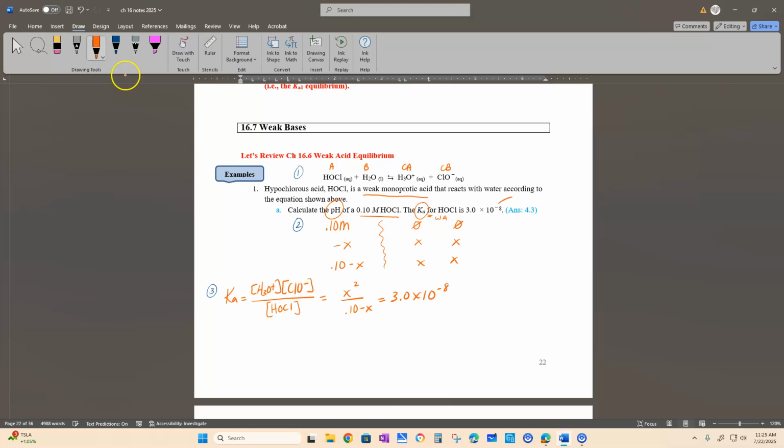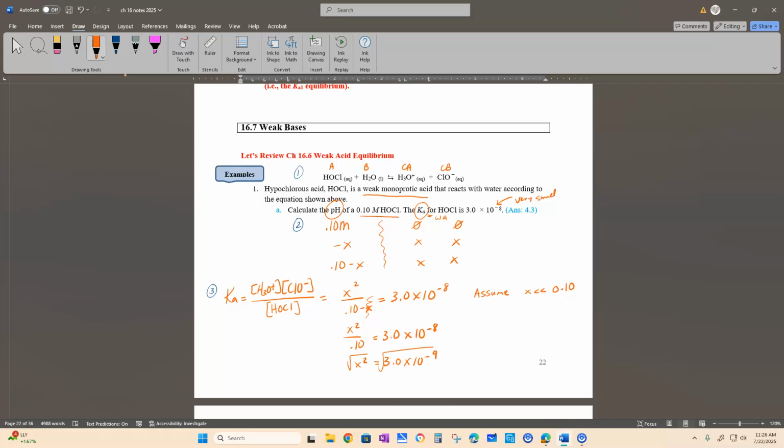Now, that Ka value is very, very small, as you see from that exponent, negative 8. So we can make an assumption to avoid the quadratic. We can assume that x is so small compared to the initial concentration that it just won't matter. Then we have x squared over 0.10 equals 3.0 times 10 to the negative 8. Let's plug and chug. Get those calculators: 3.0, hit your E button, negative 8, times 0.10. It should be about the same value, just a different exponent, so 3.0 times 10 to the negative 9 equals x squared.